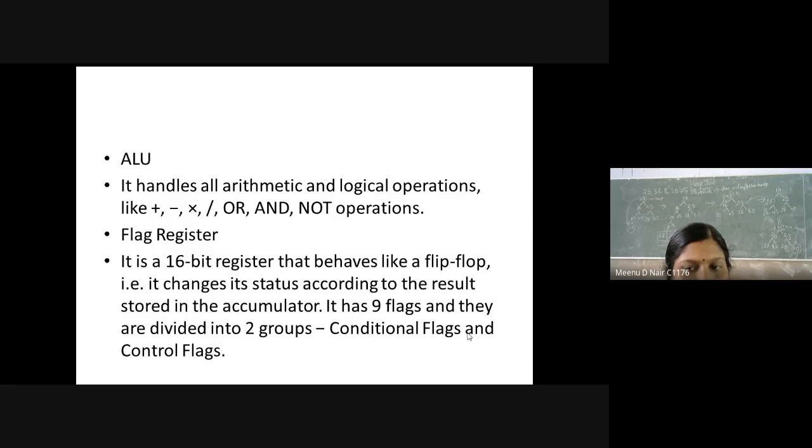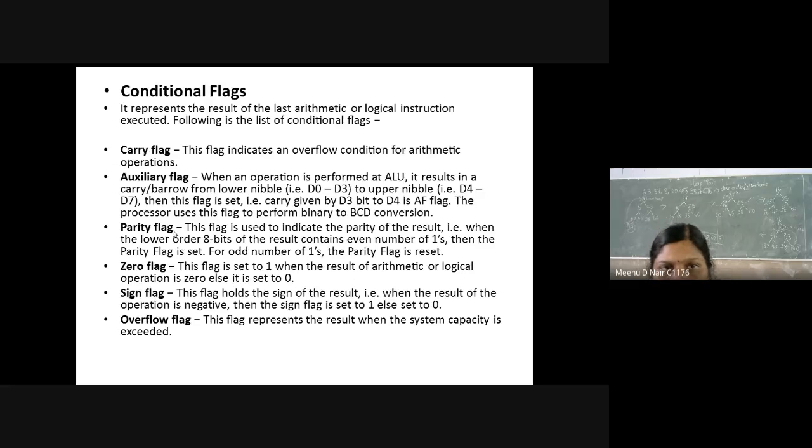First one is the conditional flag and the second one is the control flag. So we will see each one in detail. Conditional flag means the result of the last arithmetic or logical operation executed in the ALU. It represents the result of the last arithmetic or logical instruction executed in the ALU. The conditional flags are of six types in total: carry flag, auxiliary carry flag, parity flag, zero flag, sign flag, and overflow flag.